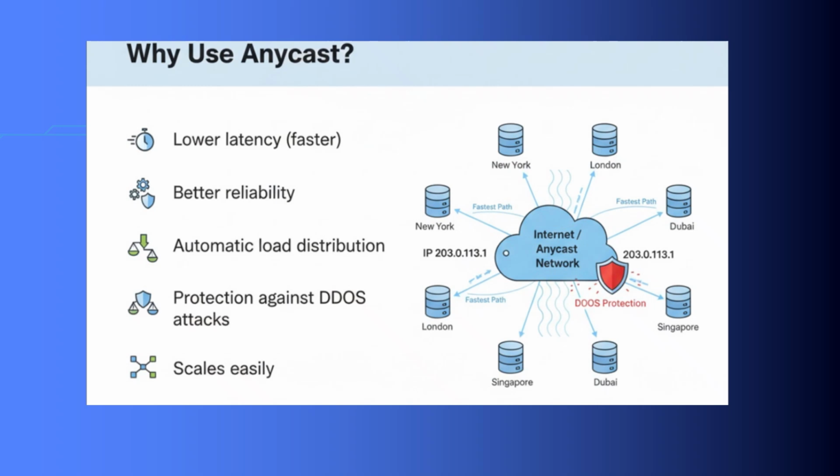Third, Anycast provides natural load balancing. Instead of millions of people hitting the same server, the traffic is split across multiple servers around the world. Another very important advantage is DDoS protection. In a unicast setup, a DDoS attack can overwhelm one server, but with Anycast, the attack traffic is spread across many servers globally, making it much harder to take the service down. Finally, Anycast is highly scalable. If a company wants to expand to a new region, they just add a new server that advertises the same IP address, and it instantly becomes a part of the network.